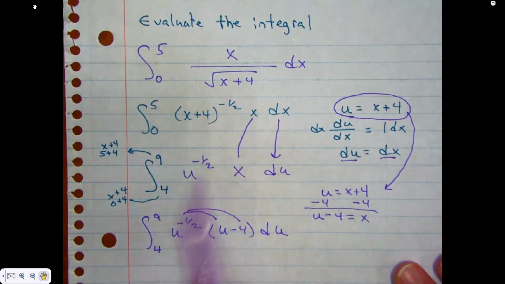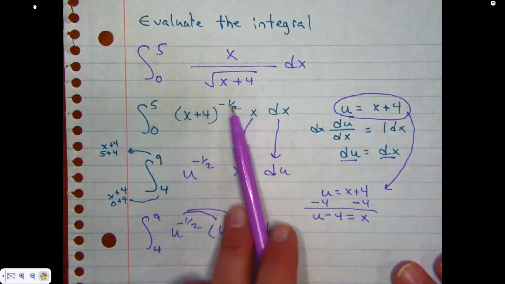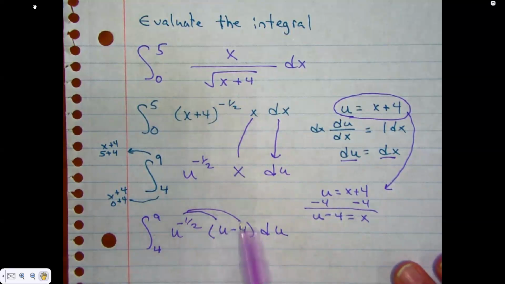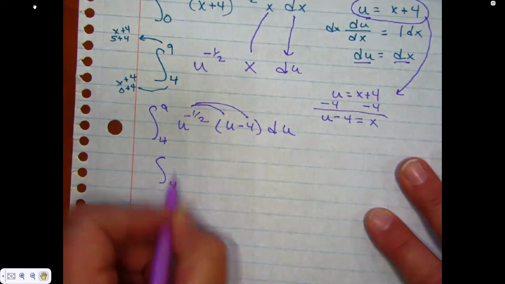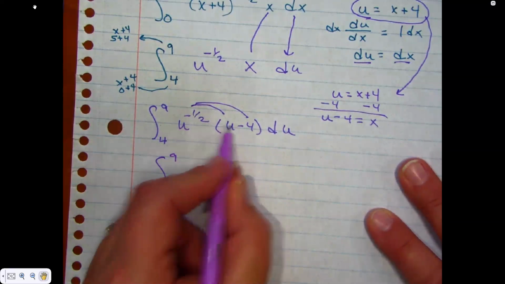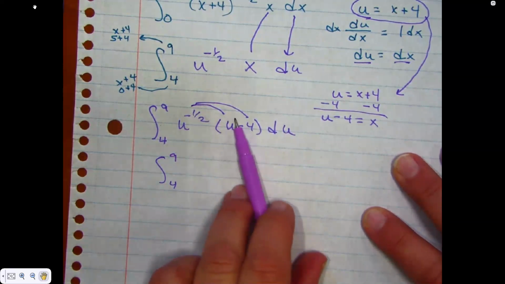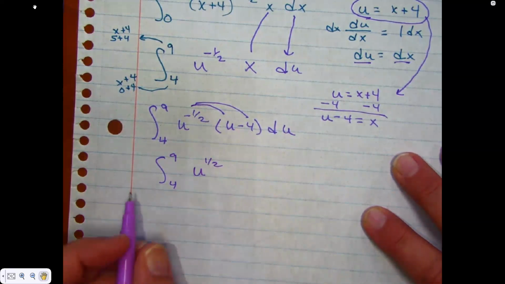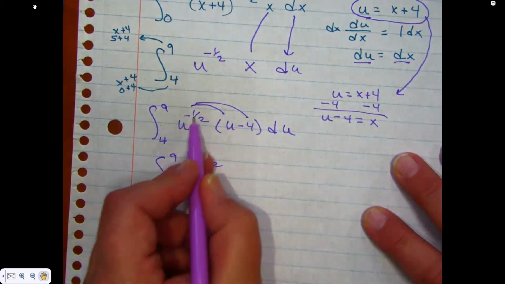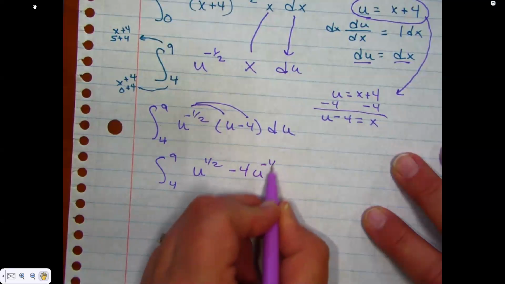So take a look at that. This is not good because I'd have to perform this exponent first. But once I get rid of that exponent, now it's okay to distribute. All right, so what do we have? When you multiply, what do you do with the exponents? You want to add them. So negative 1/2 plus 1 takes us to positive 1/2. And then u to the negative 1/2 times negative 4 is just negative 4 u to the negative 1/2.